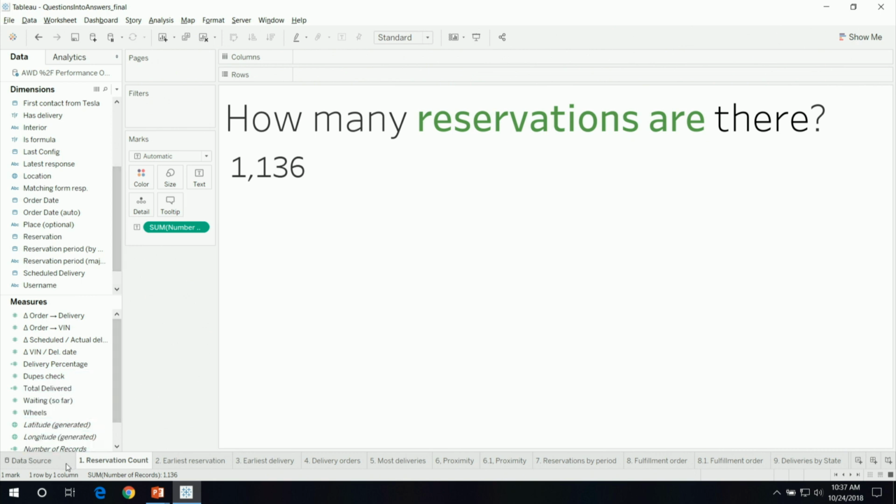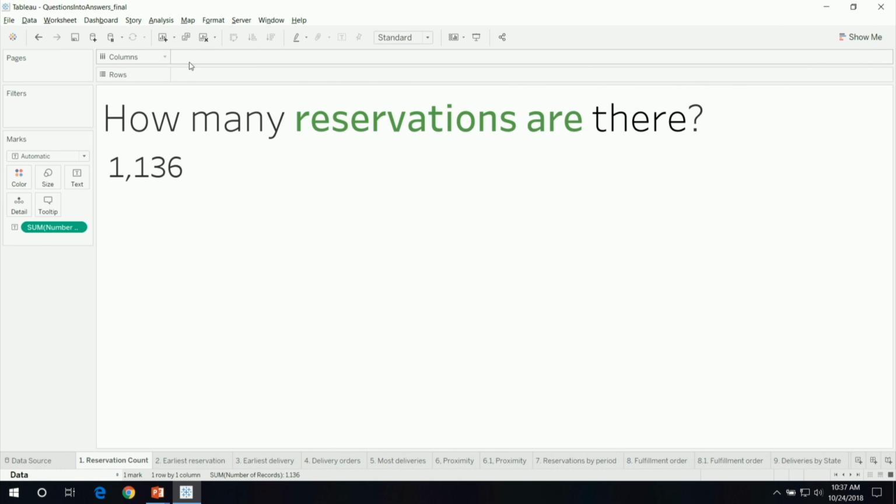So what we're going to do is look at a bunch of questions that I came up with, and look at how each question manifests in Tableau as a visualization. The first question is just how many reservations are there in this data set? This is a very simple question, and the resulting visualization is very simple as well. I have one field, which is what I'm measuring: the number of reservations.